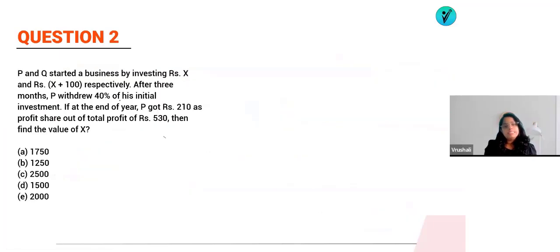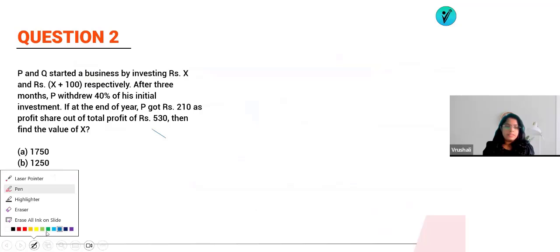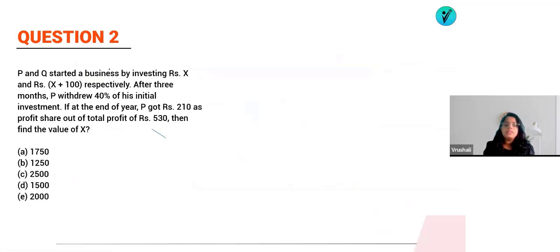Now we will go for the second question. Let's see the second question on the screen. P and Q started a business by investing rupees X and X plus 100 respectively. After 3 months, P withdrew 40% of his initial investment. So this is P, this is Q. P has invested X, Q has invested X plus 100.